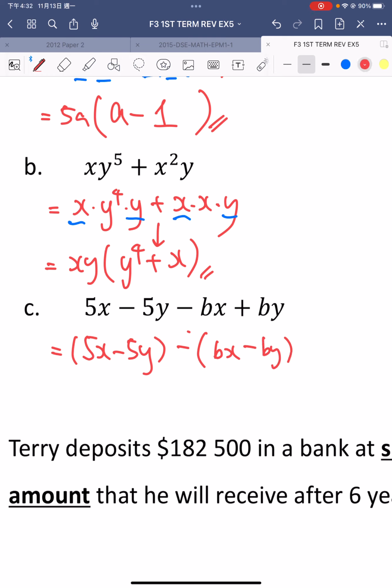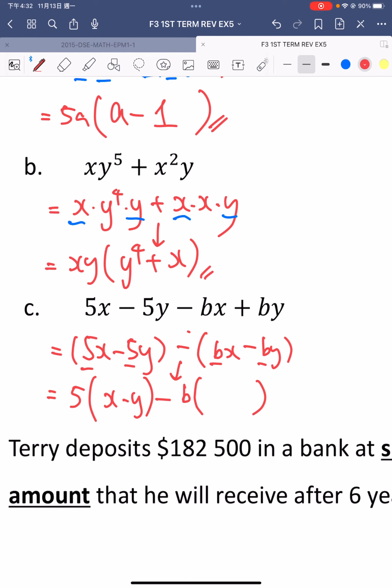Okay, so now we can consider it. There's a 5 in common, so we take out the 5, and what we leave is x minus y. We keep this negative, and then there's bx minus by. We can take out a b as well, adding the bracket, and what we leave is just x minus y. And still, there's a common factor, which is x minus y.